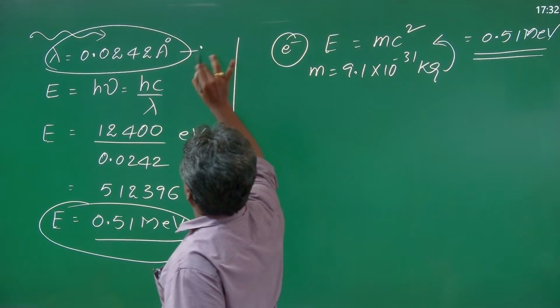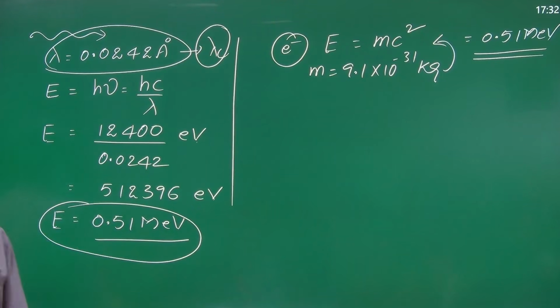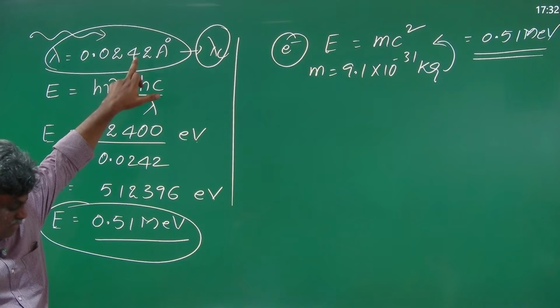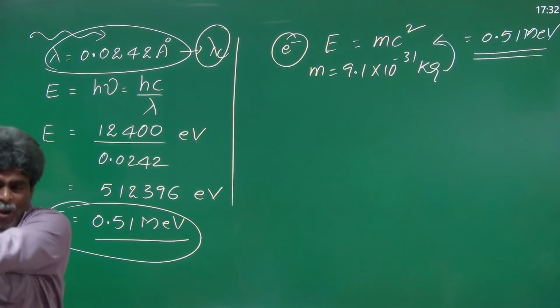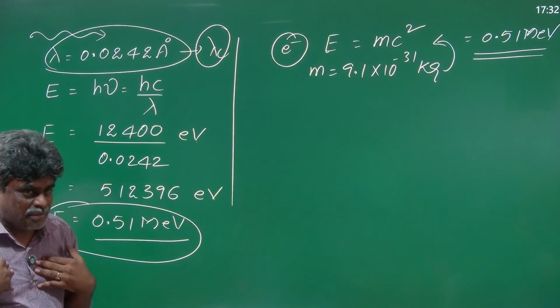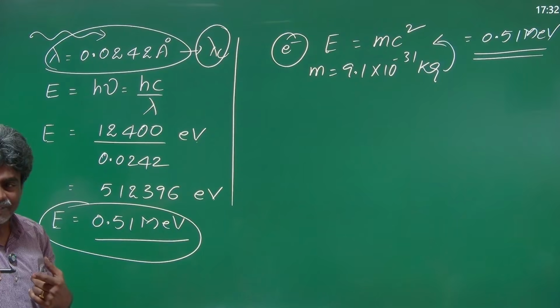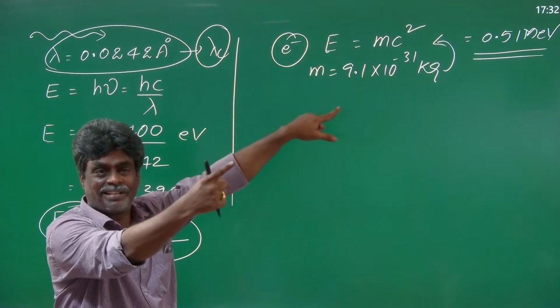This is the special wavelength called the Compton wavelength. 0.0242 is the Compton wavelength of the electron. That means when a photon strikes the electron, you will get the Compton shift. I will explain tomorrow or day after tomorrow. From that we get the Compton wavelength lambda c, which is 0.0242 angstrom. If a photon has that wavelength, its energy is equal to the electron energy.